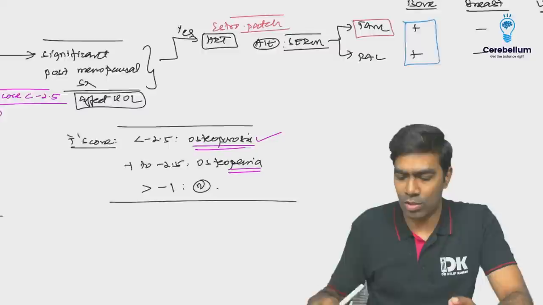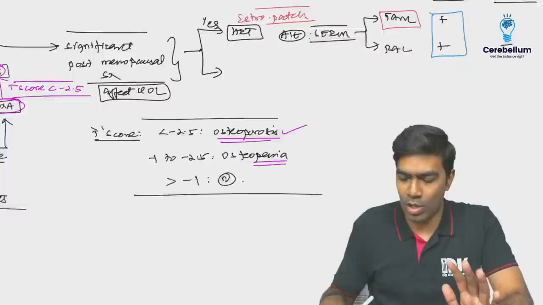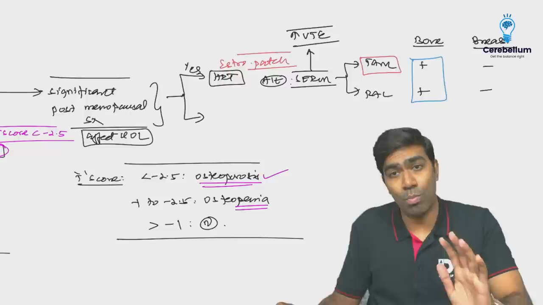Selective estrogen receptor modulator, that is optional. If you want, you can try. But remember, both SERMs increase the risk of venous thromboembolism like DVT and PE. Both tamoxifen and raloxifene. All SERMs can increase the risk of venous thromboembolism.